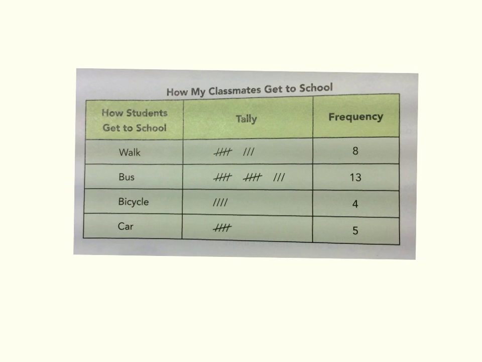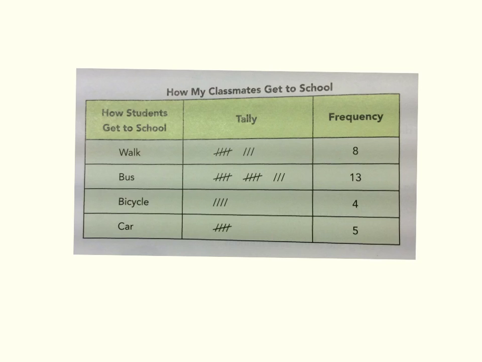Sean could then create a tally chart like this to record the results of his survey. Then he counts the tally marks to find how many students use each form of transportation. So looking at this tally chart, we can learn the frequency of each type of transportation. So frequency refers to how often a piece of data, such as an item or a number, occurs.